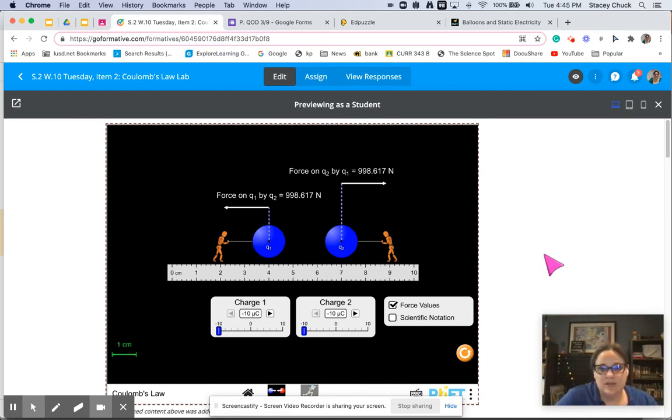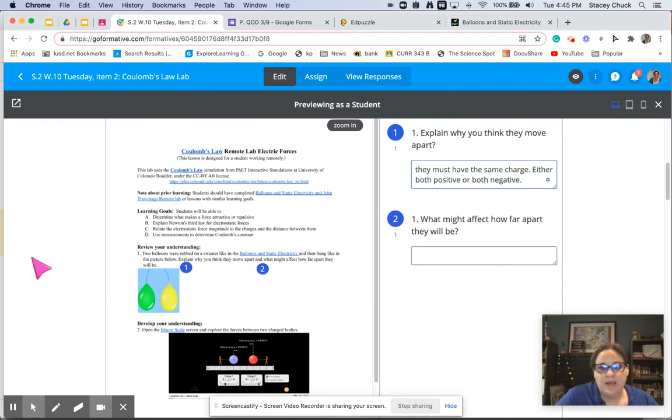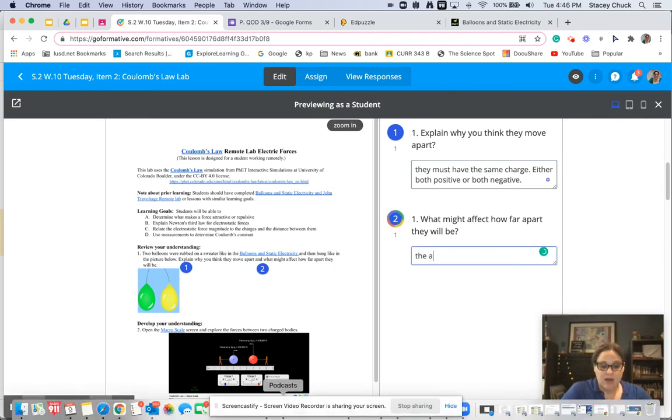So the balloons, if they have a little bit of charge, they're going to have a little bit of force. So they're going to go, whoo. And then if they have a lot of charge, that means that there'll be a lot of force and they'll go further away. So what might affect how far apart they will be? The amount of charge.